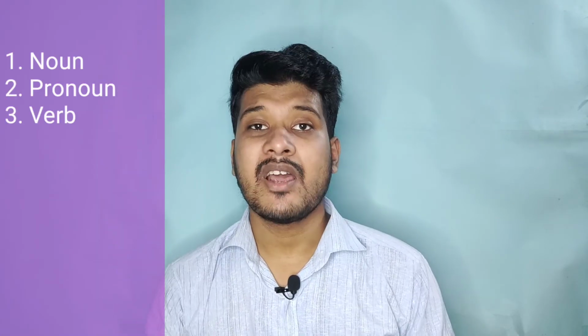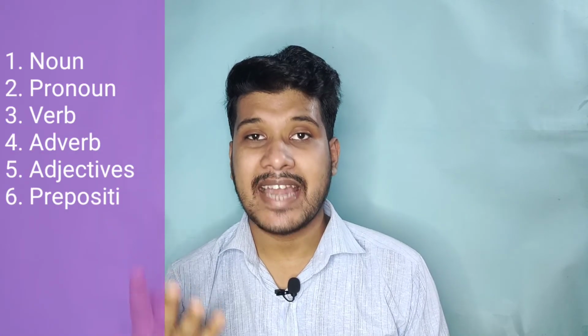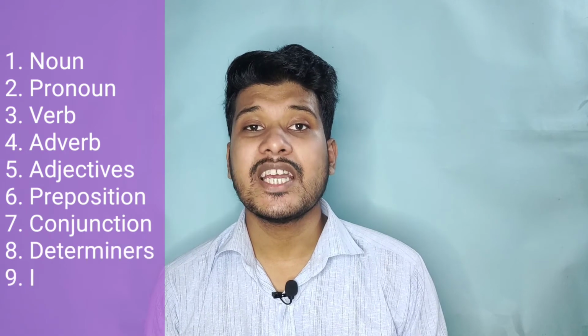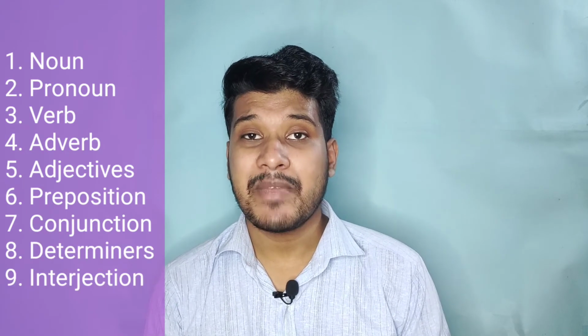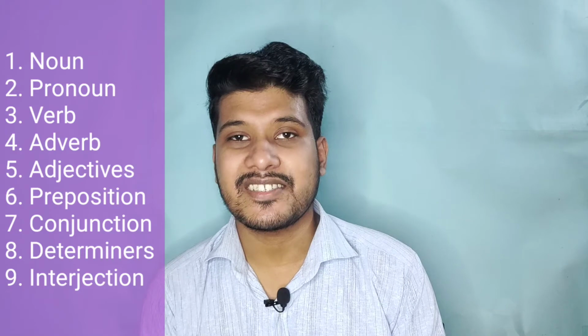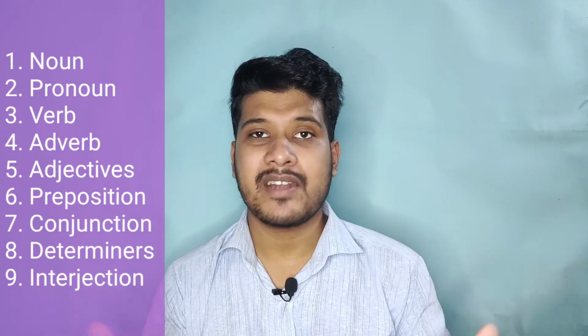and they are noun, pronoun, verbs, adverbs, adjectives, preposition, conjunction, determiners, and interjections. These are the 9 types of parts of speech, and in our next videos we are going to learn more detail about these parts of speech, every part of speech: noun, pronouns, verbs, adverbs, everything. So next time whenever you see a sentence, you can tell which word is which part of speech.